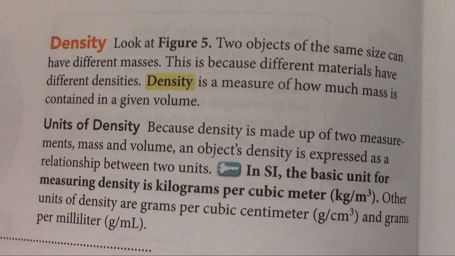Units of density. Because density is made up of two measurements, mass and volume, an object's density is expressed as a relationship between two units. In SI, the basic unit for measuring density is kilograms per cubic meter. Other units of density are grams per cubic centimeter and grams per milliliter.